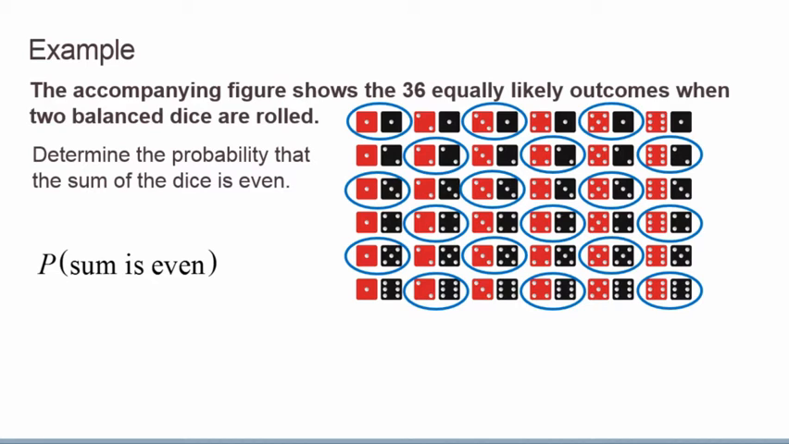5 is first, 1 is second, gives us 6. 5 is first, 3 is second, gives us 8. 5 is first, 5 is second, gives us 10. 6 is first, 2 is second, gives us 8. 6 is first, 4 is second, gives us 10. 6 is first, 6 is second, gives us 12. So we have a frequency of 18 out of 36, which reduces to 1/2 or 0.5.